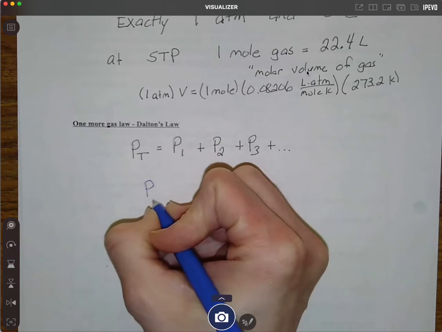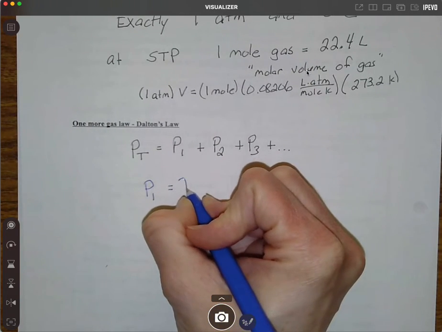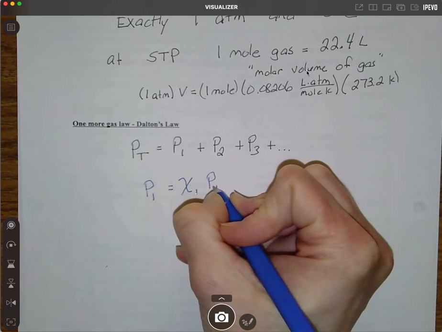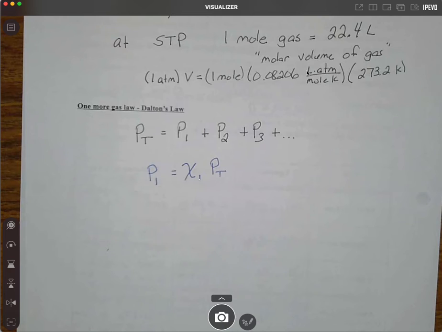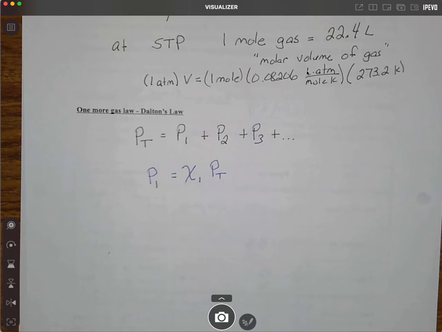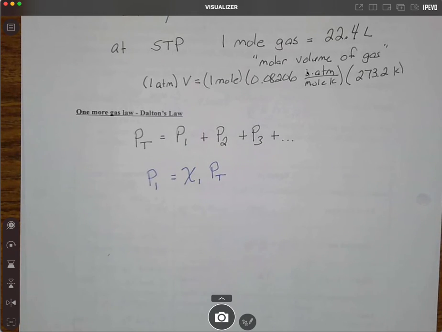So this says that the pressure for one individual gas is equal to the mole fraction times the total pressure. Okay? So if the gas is half of the particles, it's contributing half of the pressure. If it's a fourth of the particles, it's contributing a fourth of the pressure. If it's a sixth of the particles, it's contributing a sixth of the pressure.